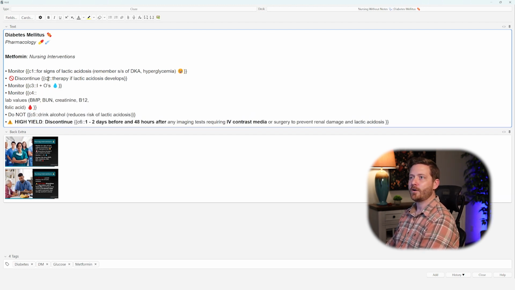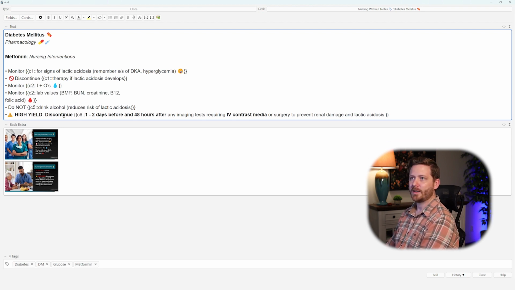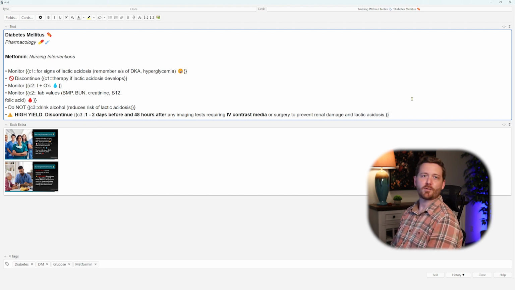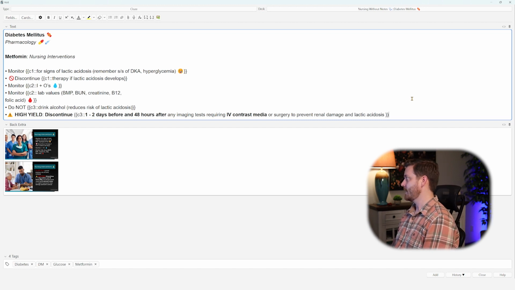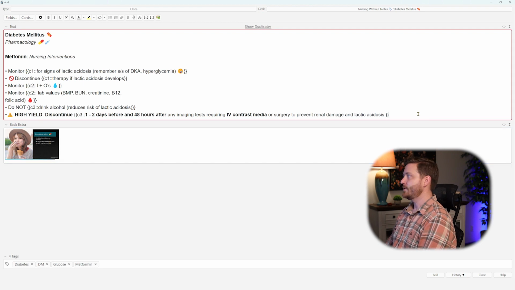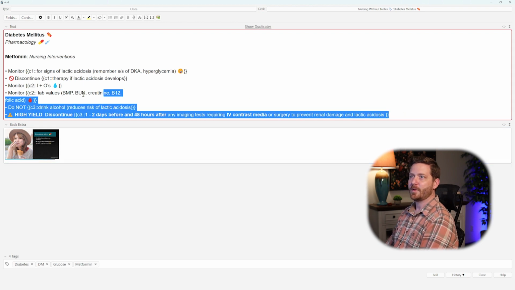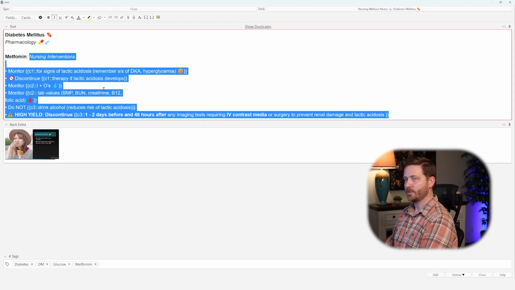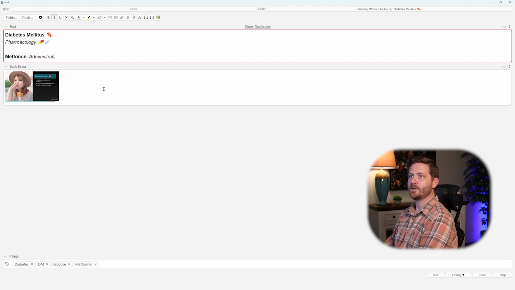Now to make 3 cards, let's do the C1 and 1. Then make these 2 C2. And I'm going to bring that back up there, and then we'll make these our 3rd card. Alright, cool. That's going to give us 3 cards over those nursing interventions, and then we'll be able to see them all in one place. Alright, now on to the administration of metformin, and we'll just do this right here, administration.